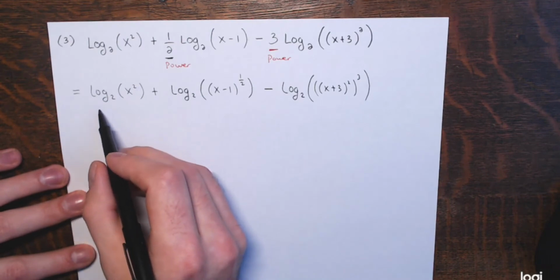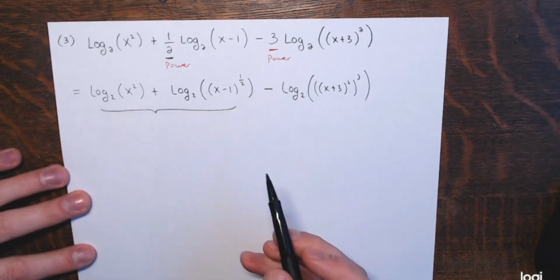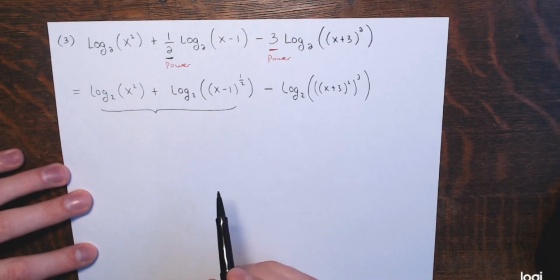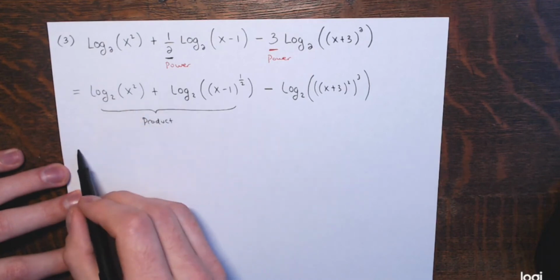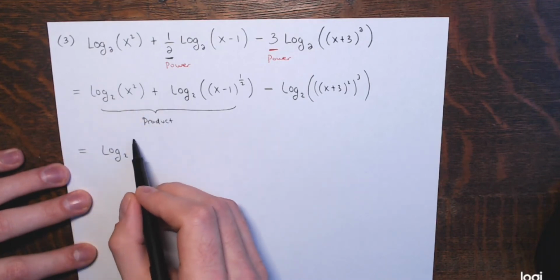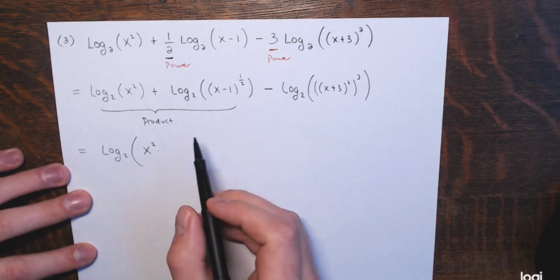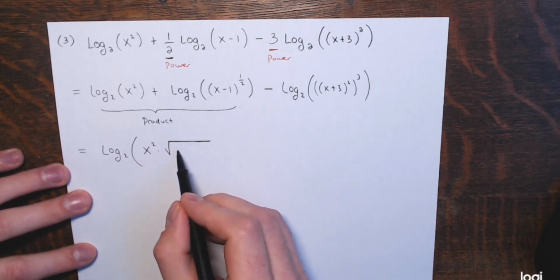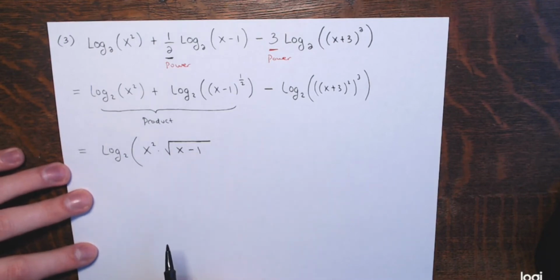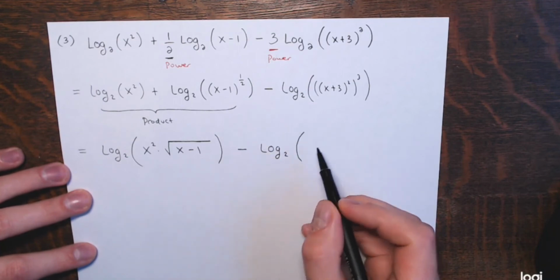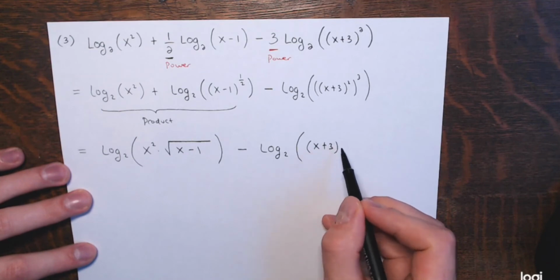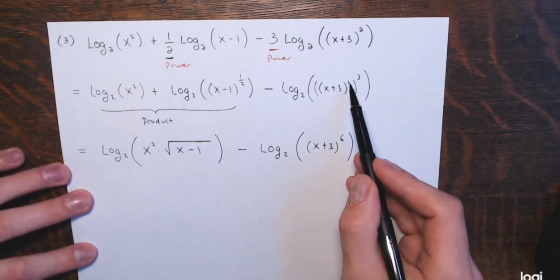Then the first two, now that I've applied the power rule, now I can go through left to right, just taking two terms at a time. I'm going to be applying the product rule for the first two terms because it's a sum of two logs. So this is the log base 2 of x squared times, and then I'm going to write this as the square root of x minus 1. That's the same thing as x minus 1 to the 1/2. So there's those first two terms written as a single log with a product. Then we have minus the log base 2 of this x plus 3 to the 6th, because squared, cubed, that's to the 6th power.